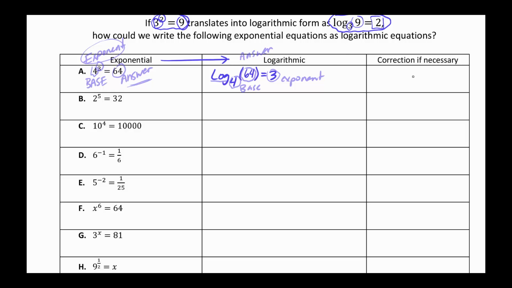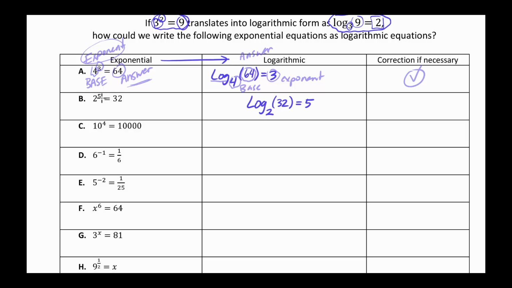So if you didn't have that, you go ahead and make that correction over here, okay, and just write down the correct answer. Log base 4 of 64 equals 3. That's how you translate from exponential to logarithmic. So let's go ahead and see if B is correct for you guys.